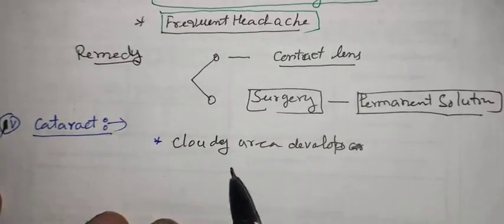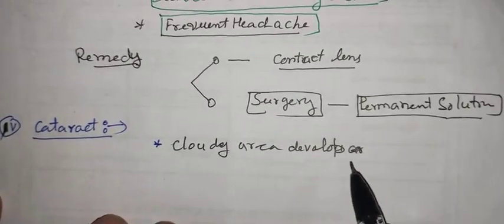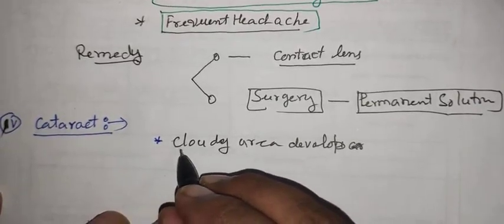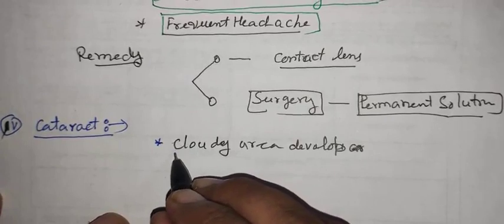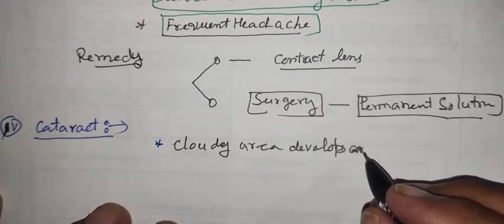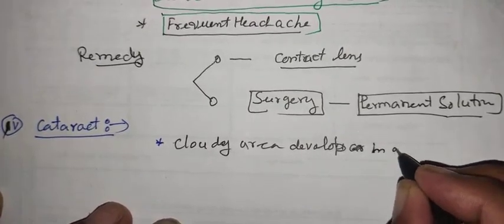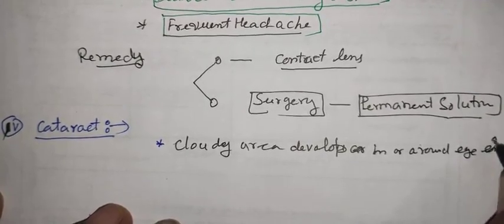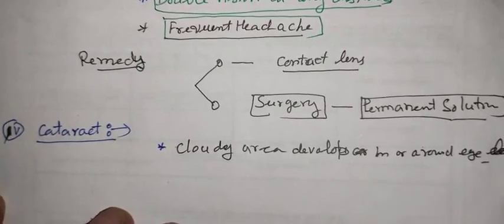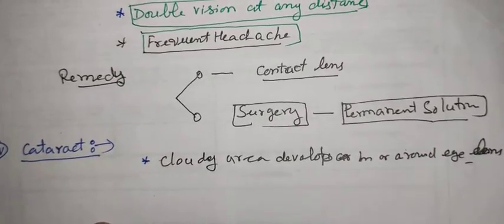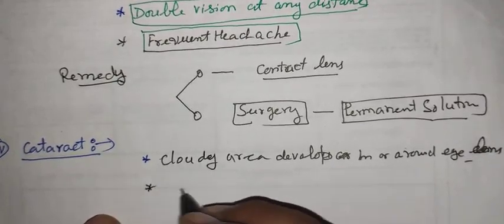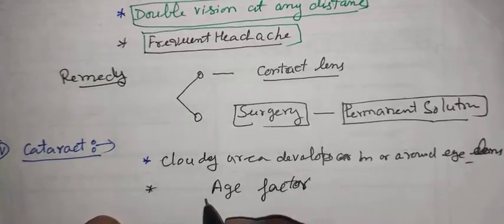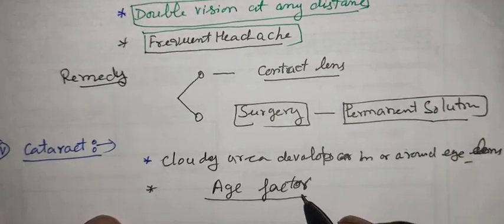Now see one more problem, that is cataract. It is also called motia bind. What happens in cataract? A cloudy area develops in front of or around the eye lens. Due to this, the person suffering from it is unable to see objects. It is due to the age factor. If he or she grows older, this problem arises.